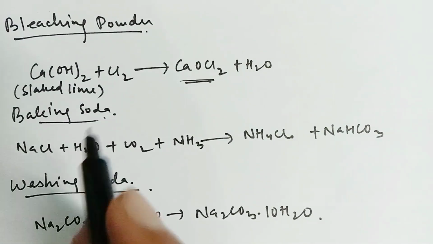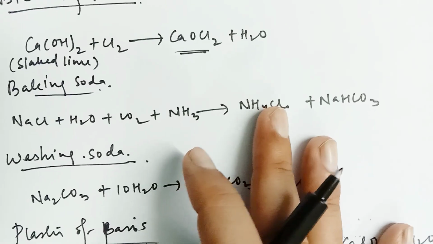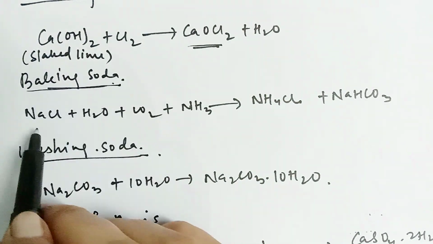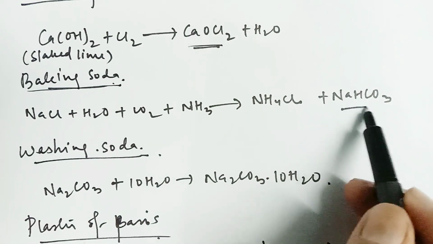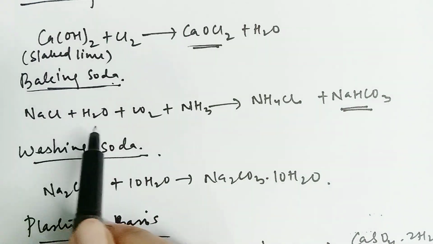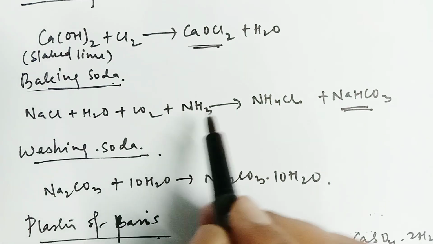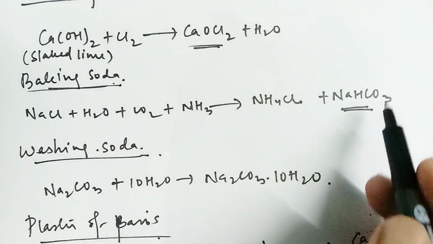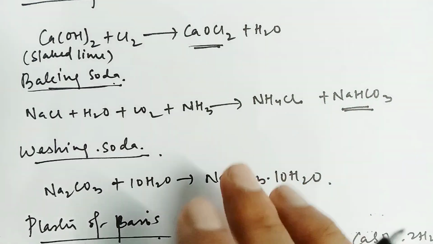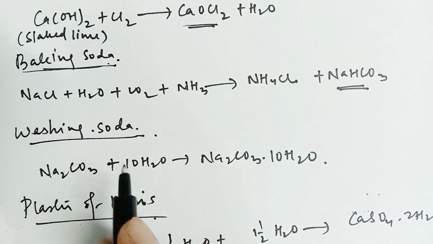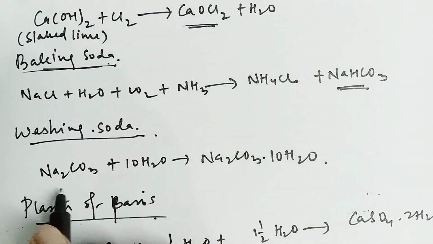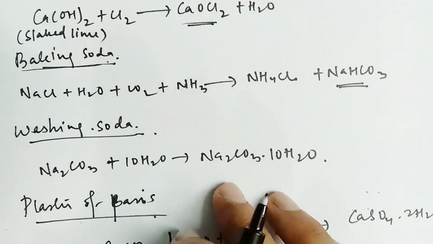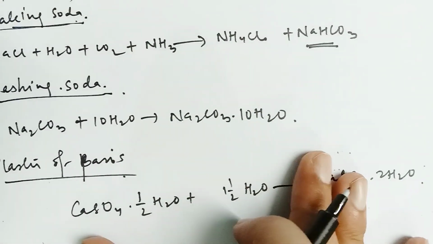Now when you want to eat something crispy or want to eat some cake, you use baking soda, and this is the way by which it is produced. NaCl, water, CO2, and ammonia combine to give ammonium chloride and sodium bicarbonate, which is commonly known as baking soda. Now, washing soda for washing clothes. This is produced by reacting sodium carbonate with water. Next is plaster of Paris.